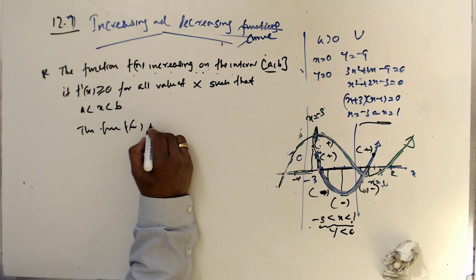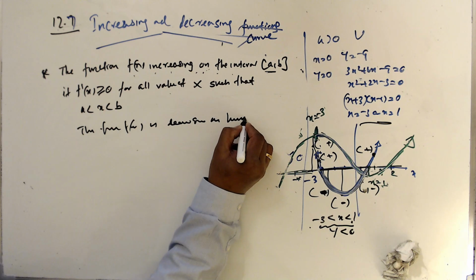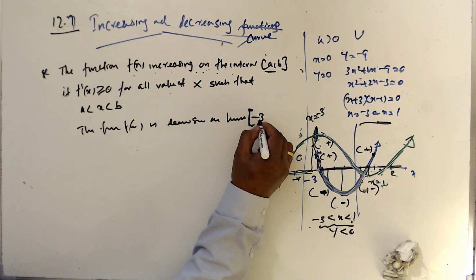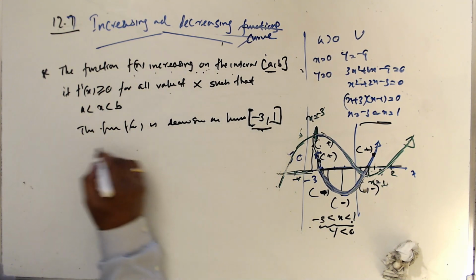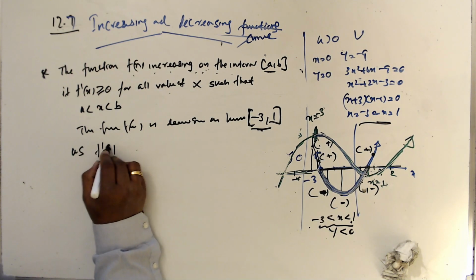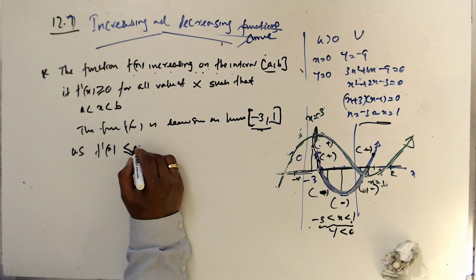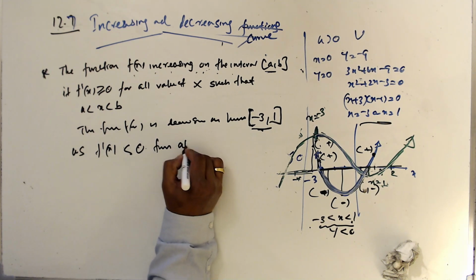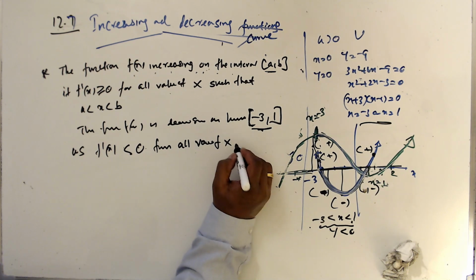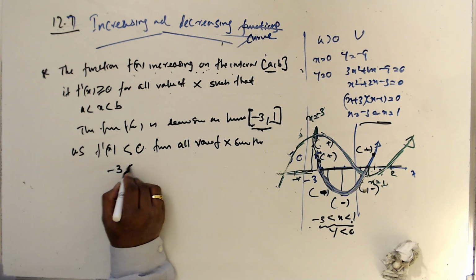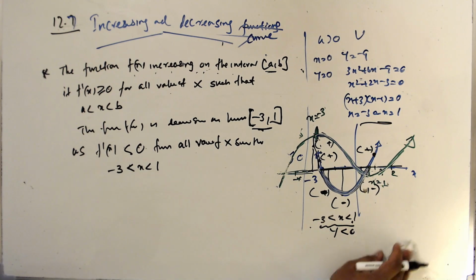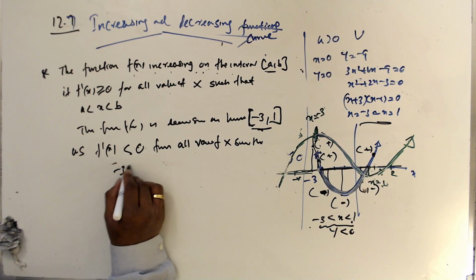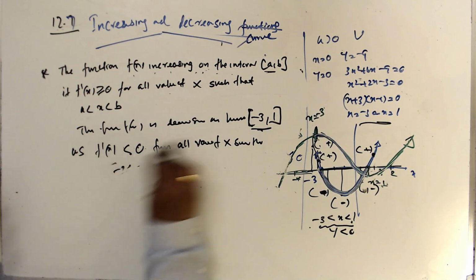f(x) is decreasing on the interval minus 3 and 1. See, closed interval I put, as f dash x less than or equal to, not equal, less than 0 for all values of x such that minus 3 greater than x greater than 1, or instead of that you can write simply minus 3 and 1 open interval, or you can write like this minus 3 greater than x greater than 1.